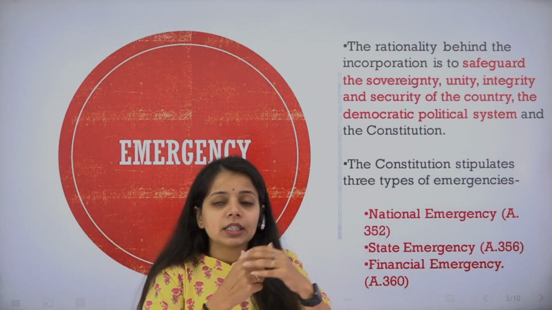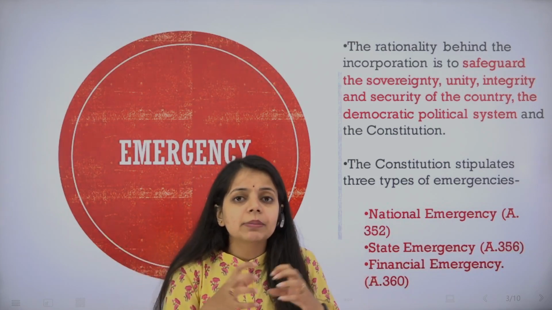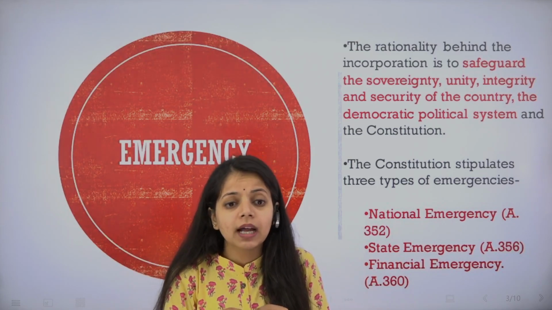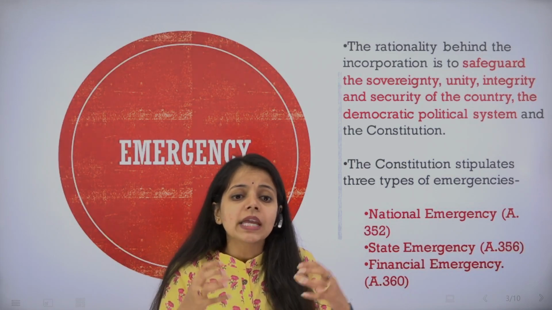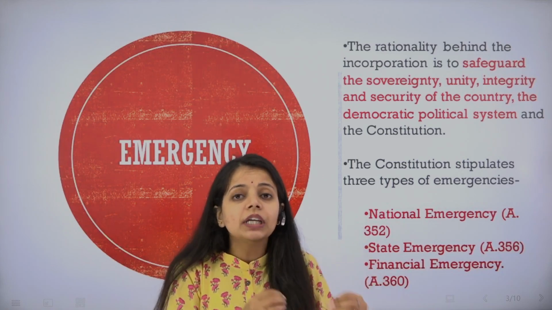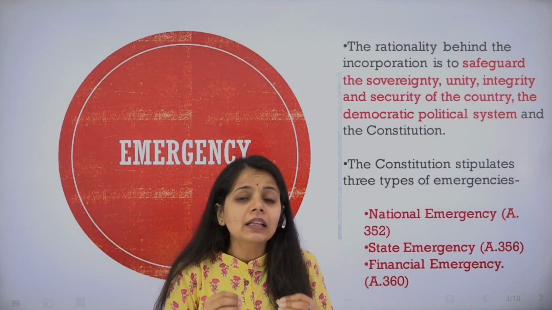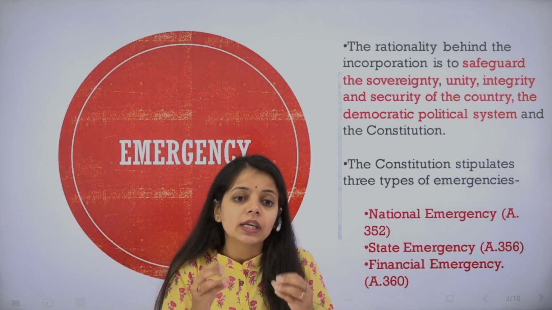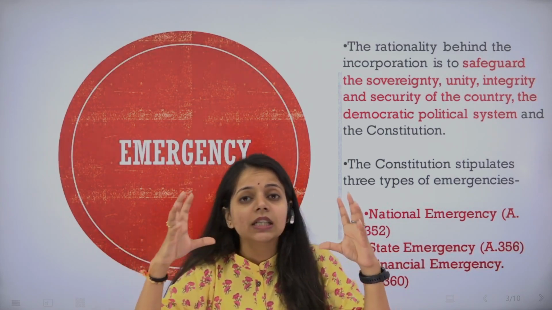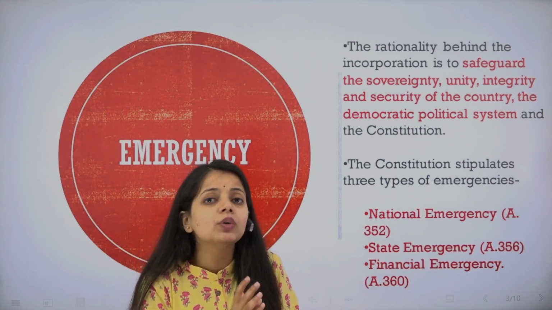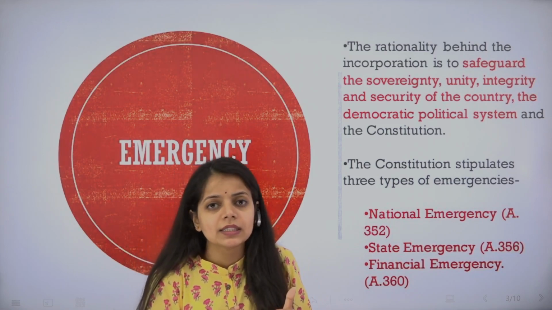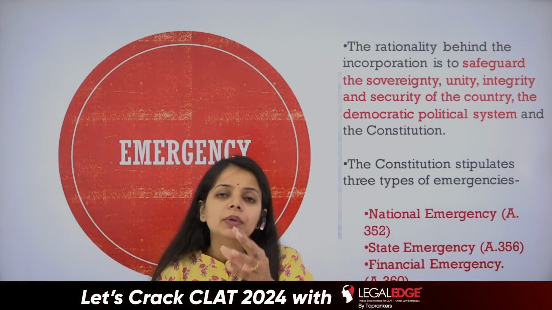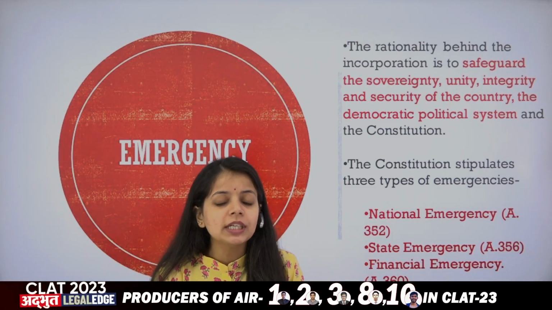Now let us talk about the rationality behind these provisions. As I said, when it is so heinous and such a disputed concern, then why has it been kept in our constitution? So the rationality behind this was to safeguard the sovereignty, unity, integrity and security of the country, and to safeguard its democratic political system or the structure which the constitution gives to it. Okay, so basically we want to keep the sovereignty, unity and integrity of our country intact, and its democratic structure intact. That is why whenever we see a situation of crisis where these things can be harmed, the president proclaims emergency.